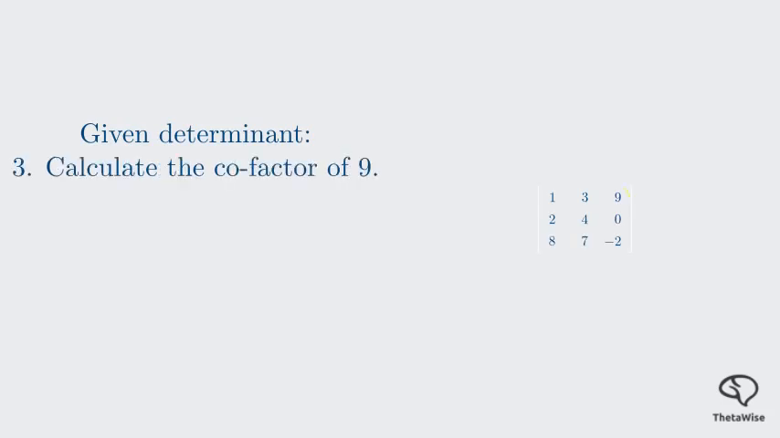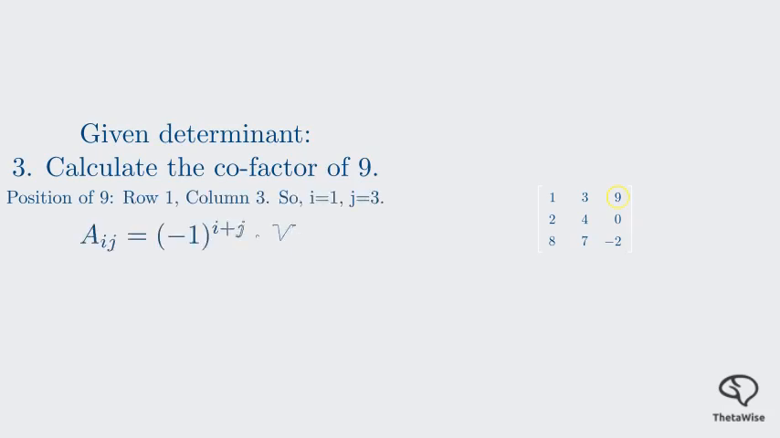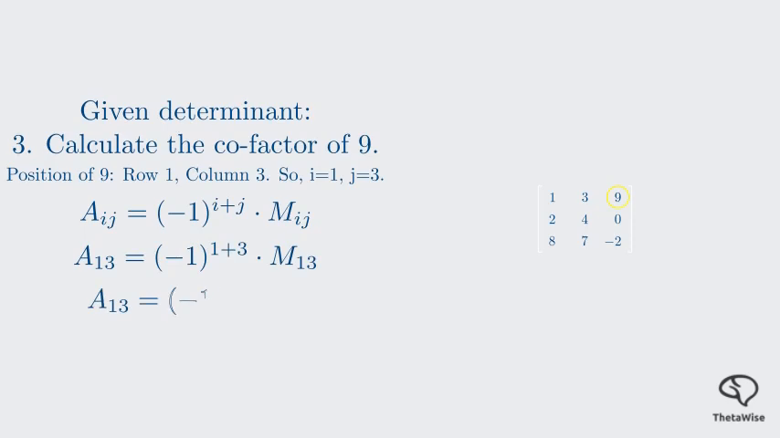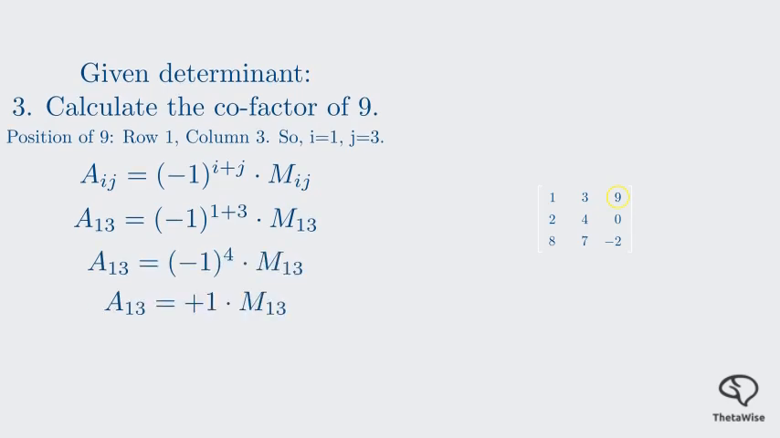For our third calculation, we'll find the cofactor of the element 9. The element 9 is in the first row, third column, so i is 1 and j is 3. Its position is 1, 3. Using the formula, A sub 1, 3 equals -1 to the 1 plus 3 power times M sub 1, 3. The exponent is 1 plus 3, which is 4. This is an even number. -1 to the power of 4 is +1, so the sign is positive.